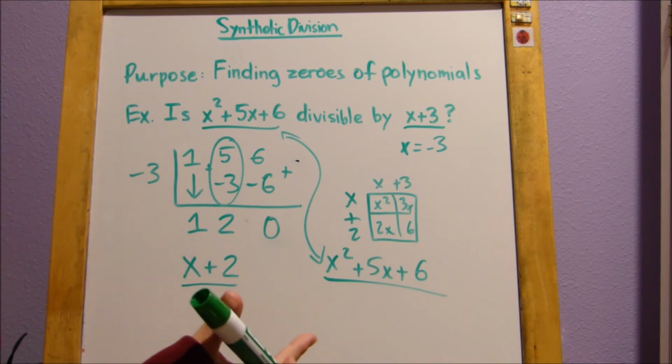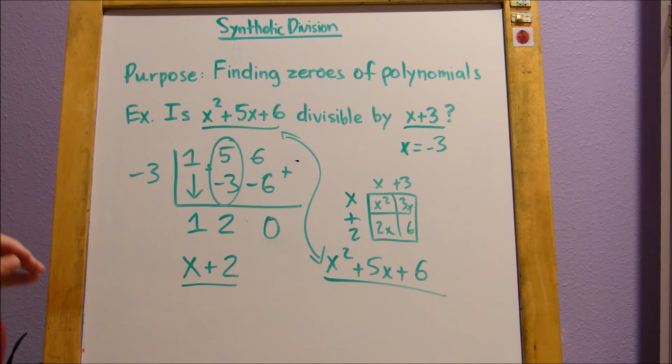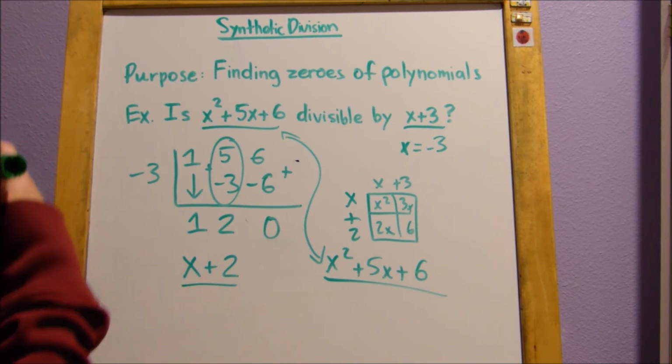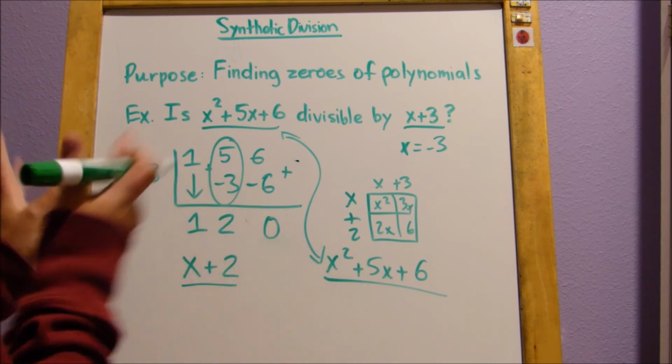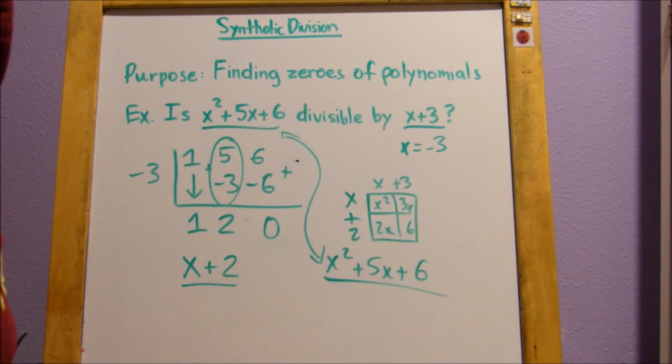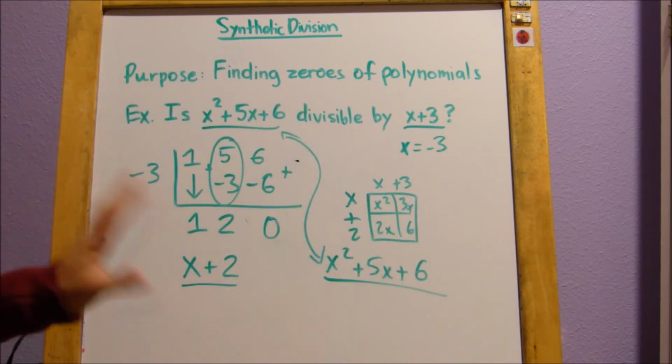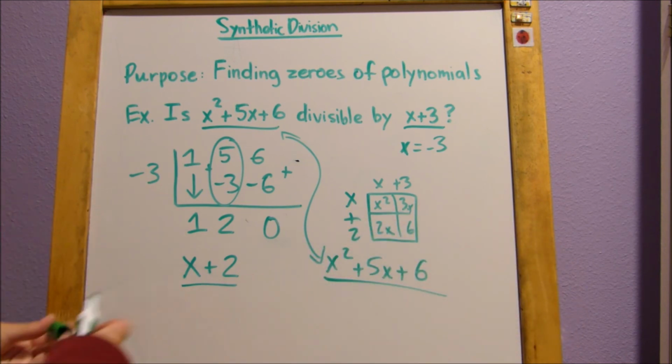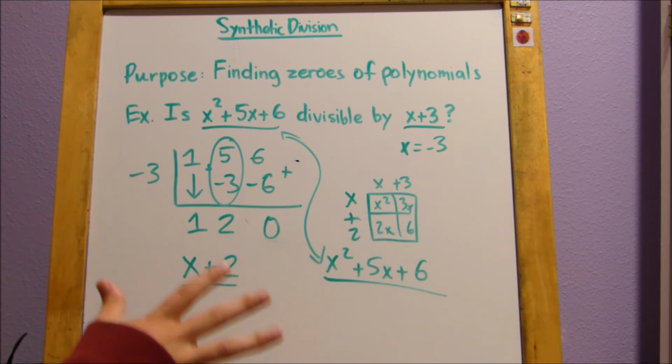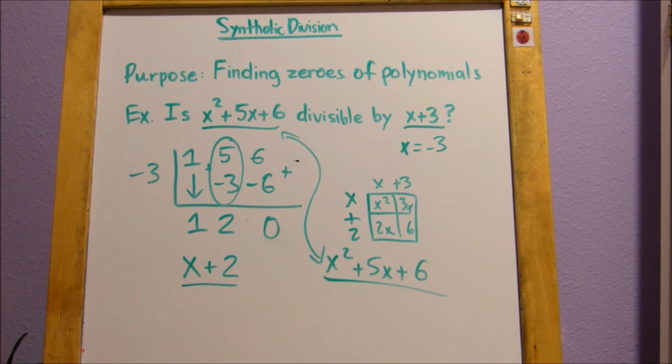Now, another way to find zeros of polynomials is using long division. I don't have a video on long division yet, but I might have one in the next couple days, couple weeks, I don't know. If I do, I'll put a video link here somewhere. That's how you use synthetic division to find zeros of polynomials.